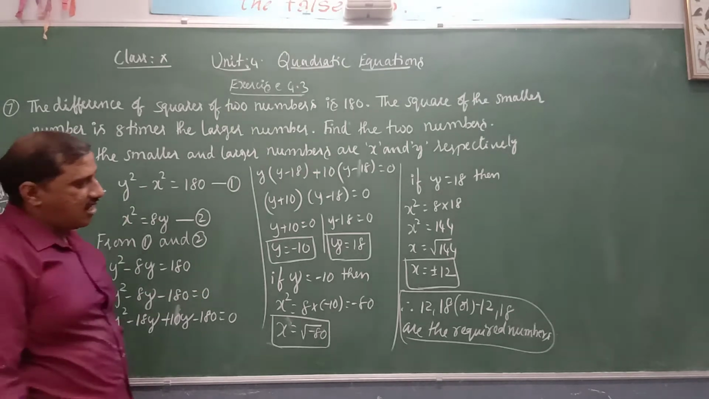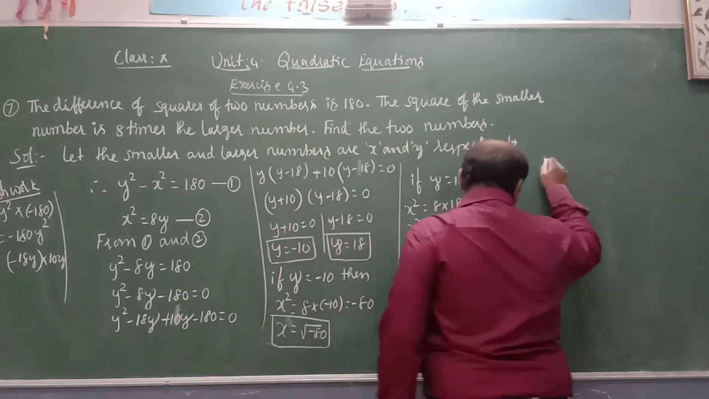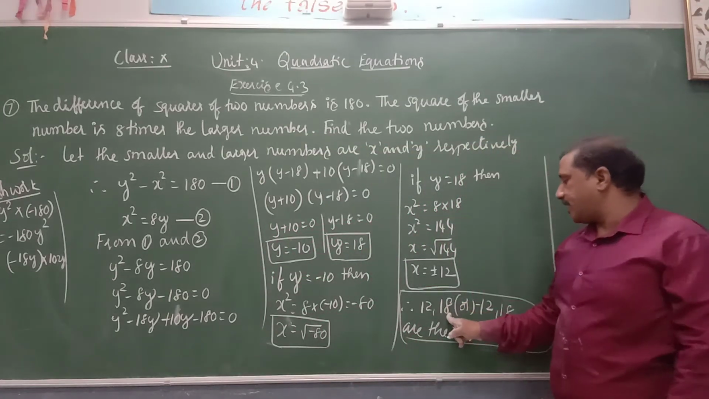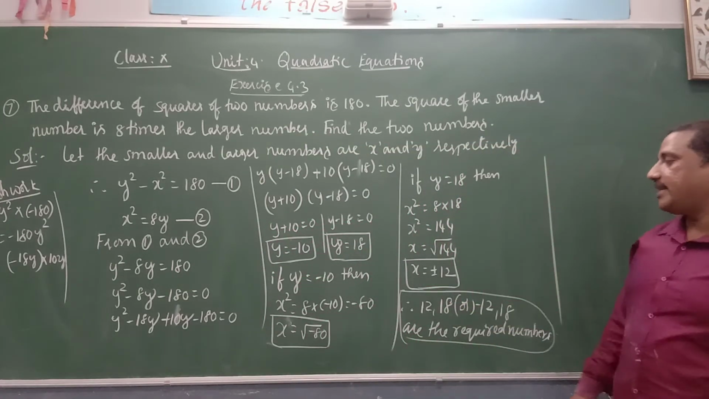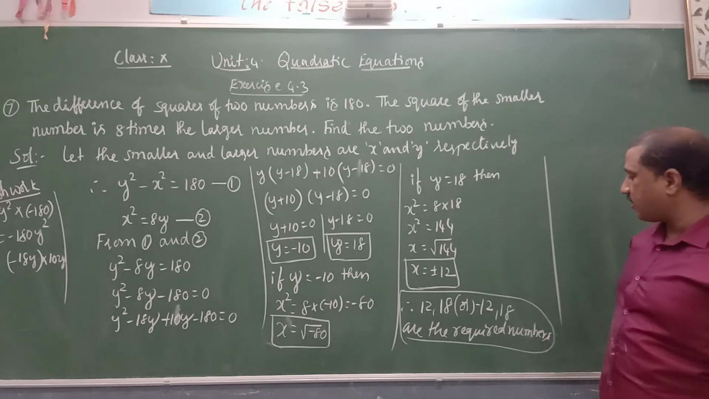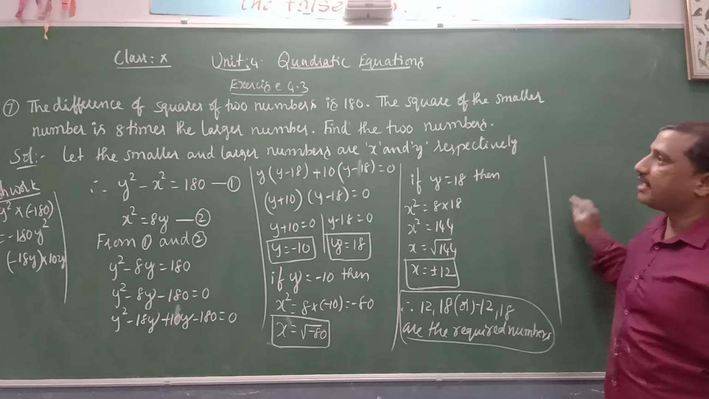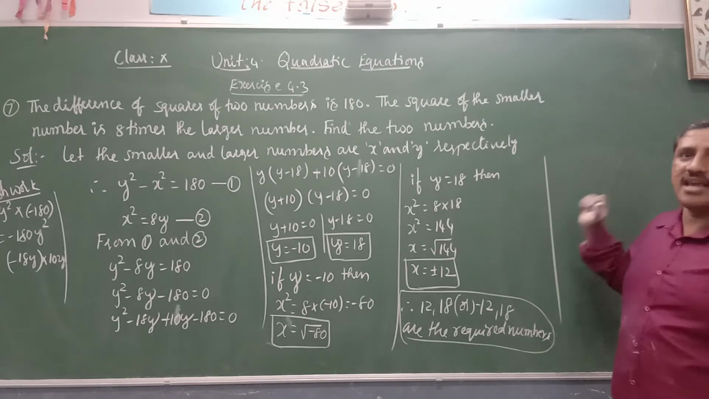Is it clear, children? What are the two numbers? 12 comma 18 or minus 12 comma 18 are the required numbers. Is it clear?